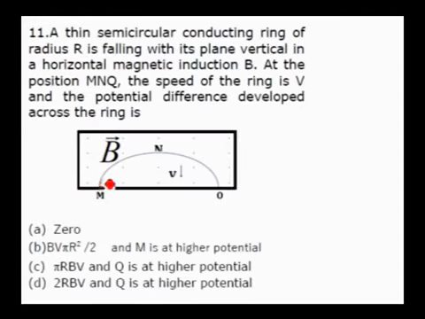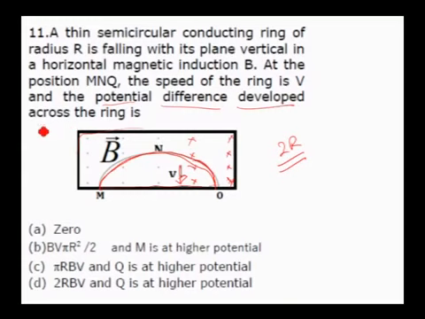There is a thin semicircular ring. Look at the magnetic field here. It is actually cross. If it does not appear, I am just mentioning it. I am just marking cross here. That shows the magnetic field is perpendicular to the board. This is the ring, semicircular ring. What is the effective length of the semicircular ring? This is equal to 2r, and this is falling with a velocity v.